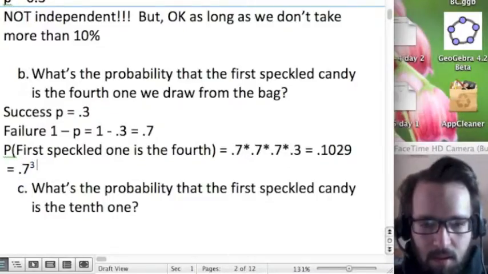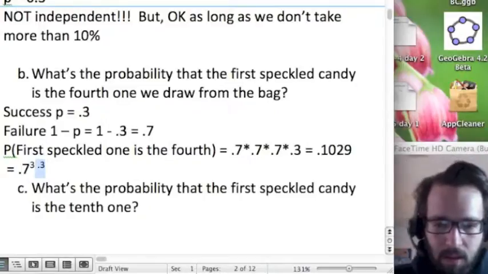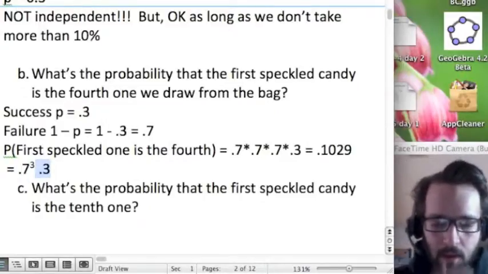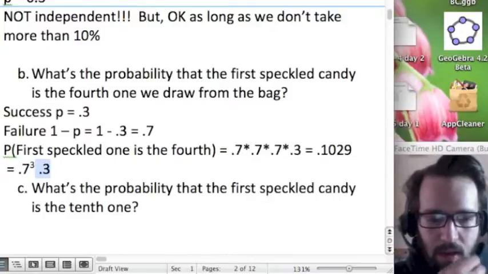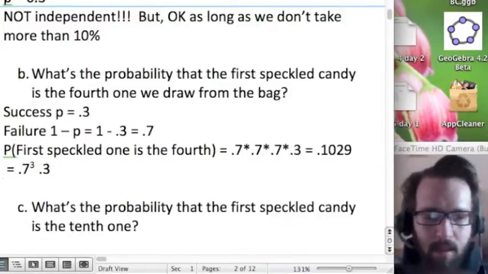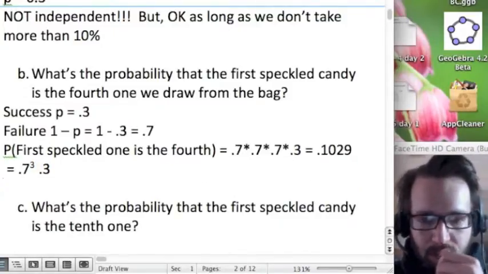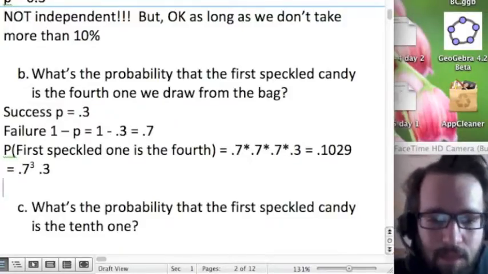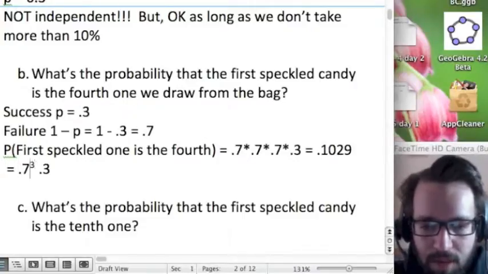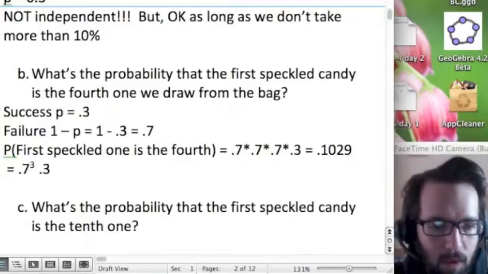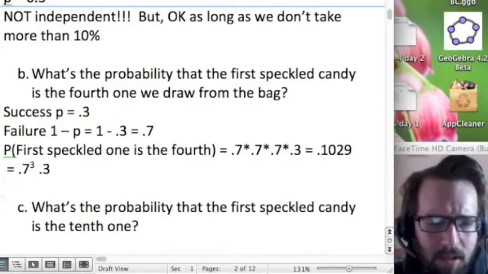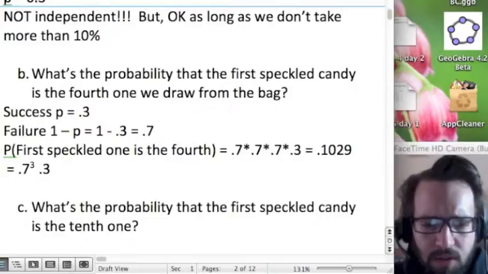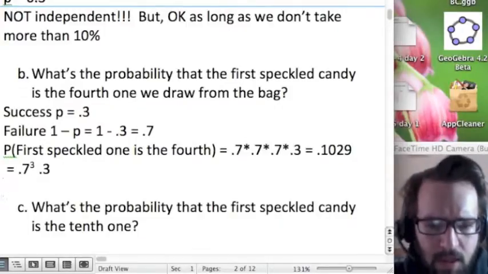Times 0.3. Whoops, let me undo that. Awesome. It's Command-Shift plus on a Mac, and Control-Shift plus, I think, on a PC, something like that. You can Google it. So to make that superscript, that exponent up there, 0.7 to the third power times 0.3 gives you that 0.1029. So a little more than 10% of the time, the fourth one will be the first speckled one I draw.